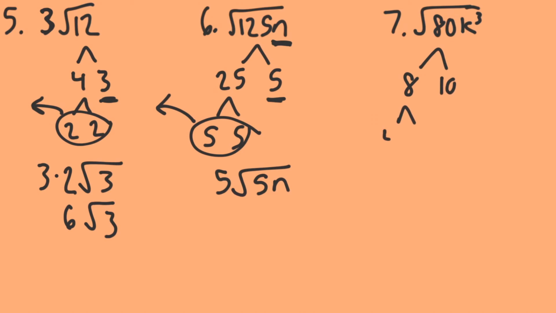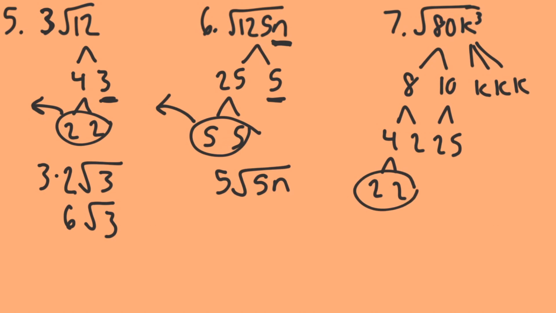8 is 4 times 2. 10 goes down to 2 and 5. And then looking at the k, that's k times k times k. So now here's a group of 2. Here's a group of 2. The 5 is by itself. Here's a group of 2. And this k is by itself.